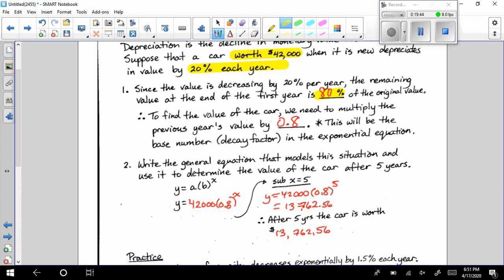We convert that percentage to a decimal number when we work with it in the equation. To find the value of the car, we need to multiply the previous year's value by 0.8 then. So when you're dealing with exponential growth, the base number is going to be bigger than 1. When you're dealing with decay or something that's going down in value, the number is smaller than 1. We call this the decay factor instead of the growth factor.